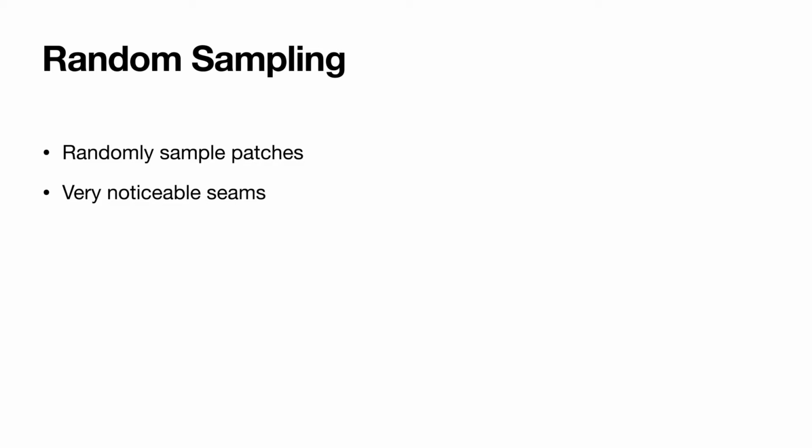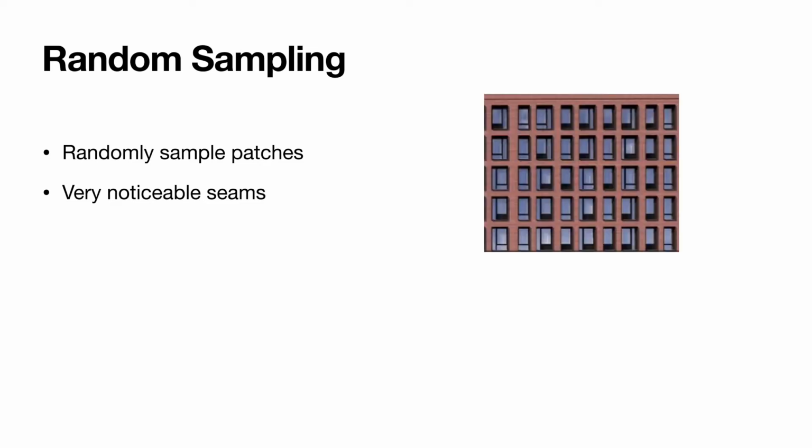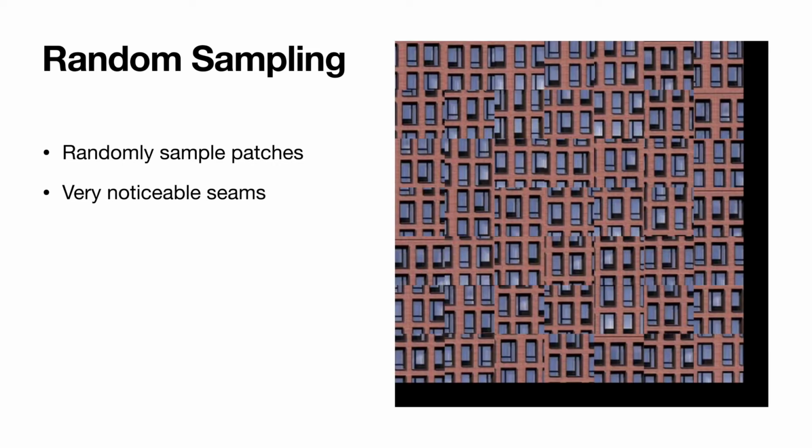For this one, we randomly sample a patch from the original input sample with the specified patch size, and then put them together as a larger image. And the result for this method is really bad. You can see that it has very noticeable seams, and the texture doesn't seem right at all. The windows aren't aligned, and it just doesn't look right.